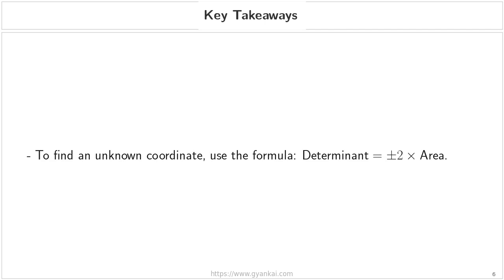Key takeaways. First, remember the core formula we've been working with. When you are looking for that missing coordinate, don't just set the determinant equal to the area. Instead, use the relationship where the determinant equals plus or minus 2 times the area. This is the most important step to ensure you don't miss any potential solutions.